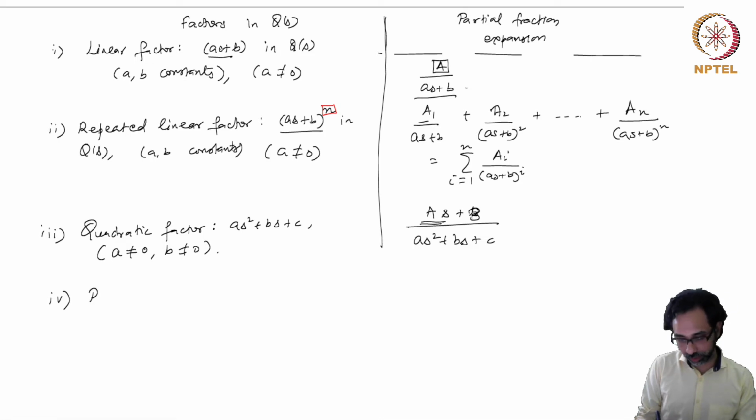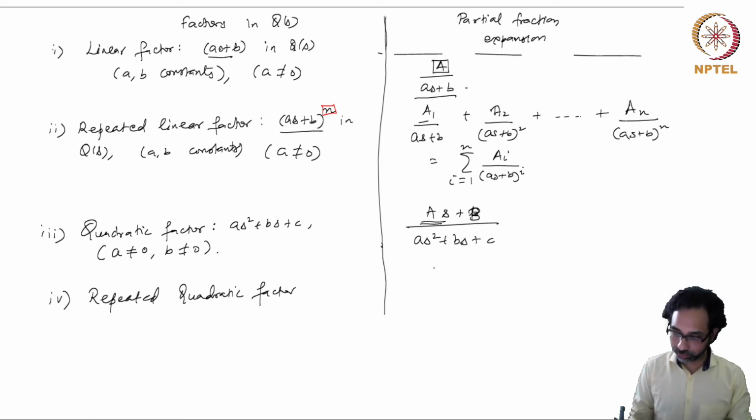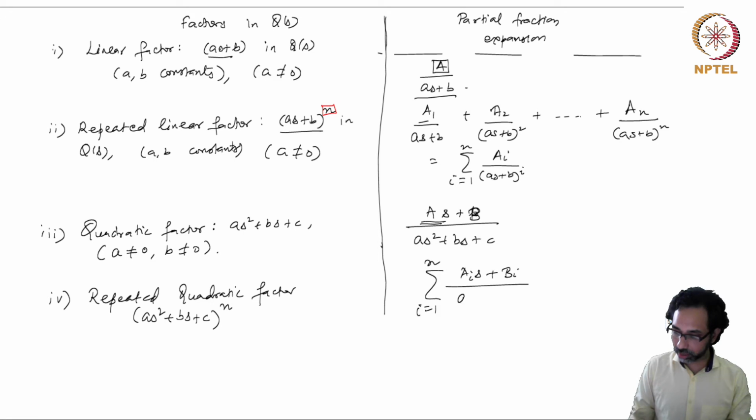Lastly, if you have a repeated quadratic factor, so suppose we have (as square plus bs plus c) to the power n, then the partial fraction expansion is very similar to the repeated linear factor, and here you have a sum from i equal to 1 to n of (a_i s plus b_i) over (as square plus bs plus c) to the power i.